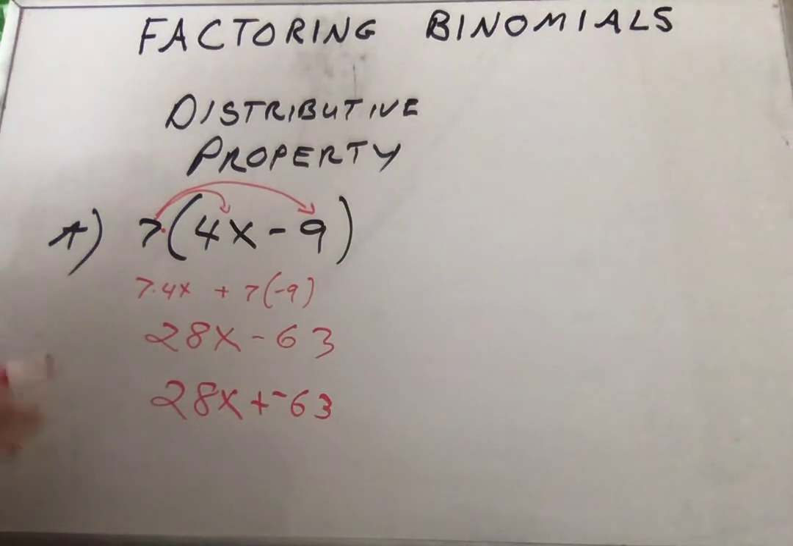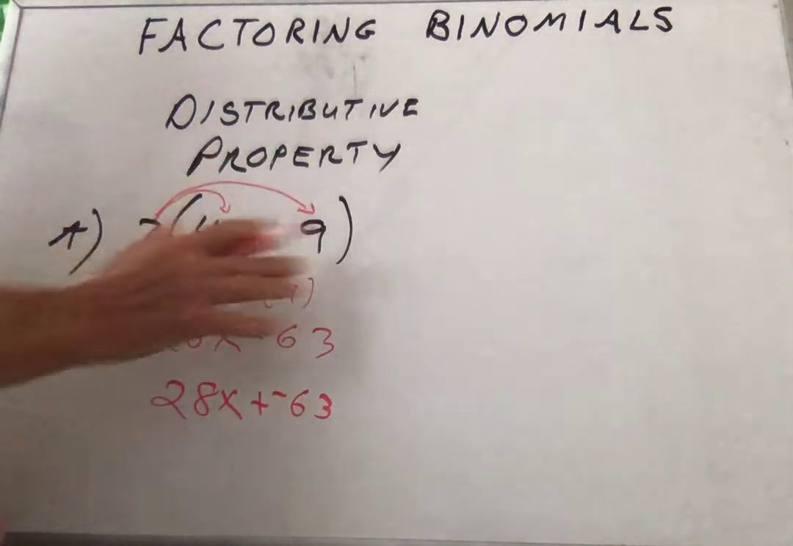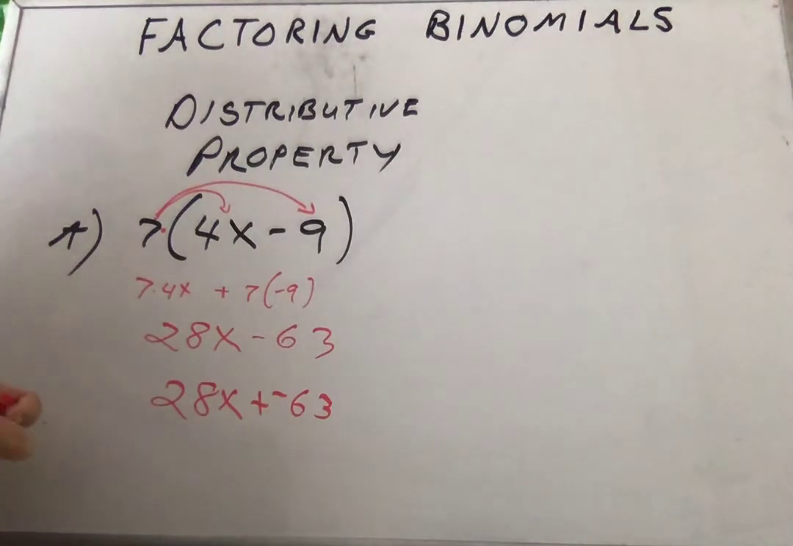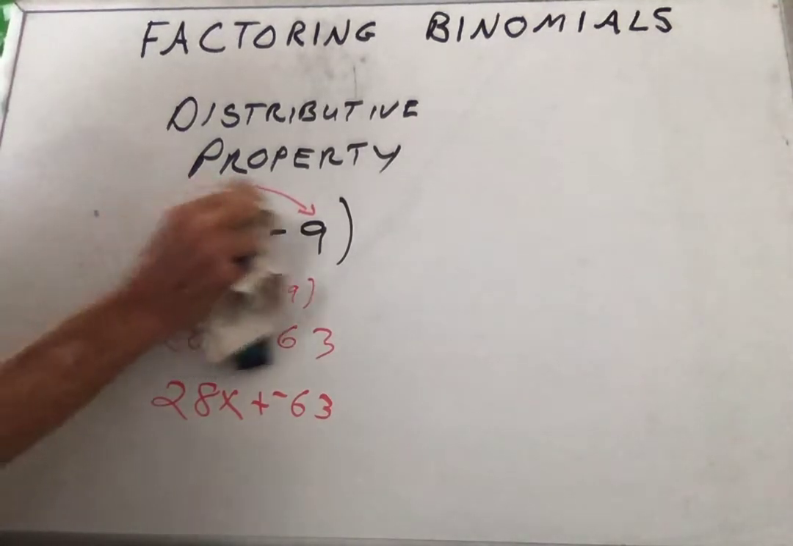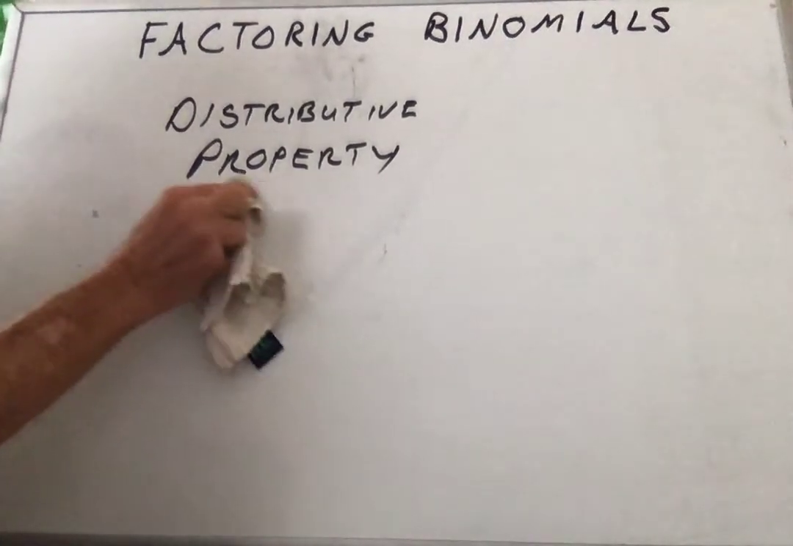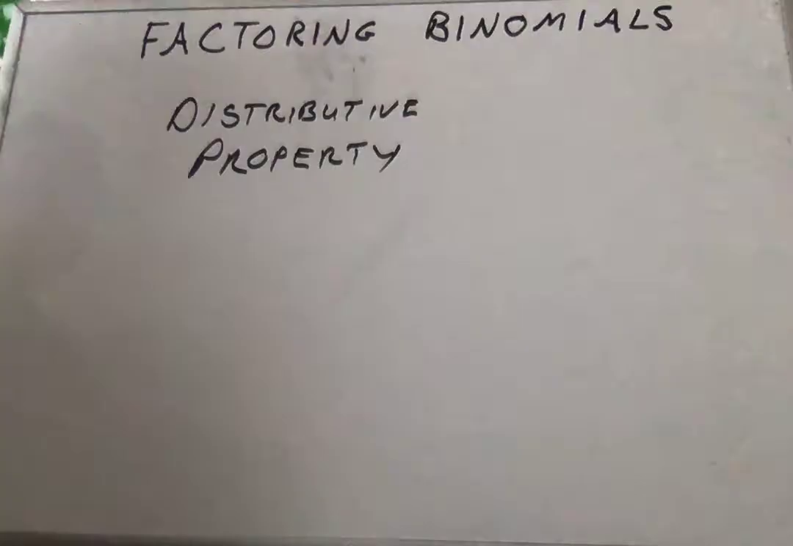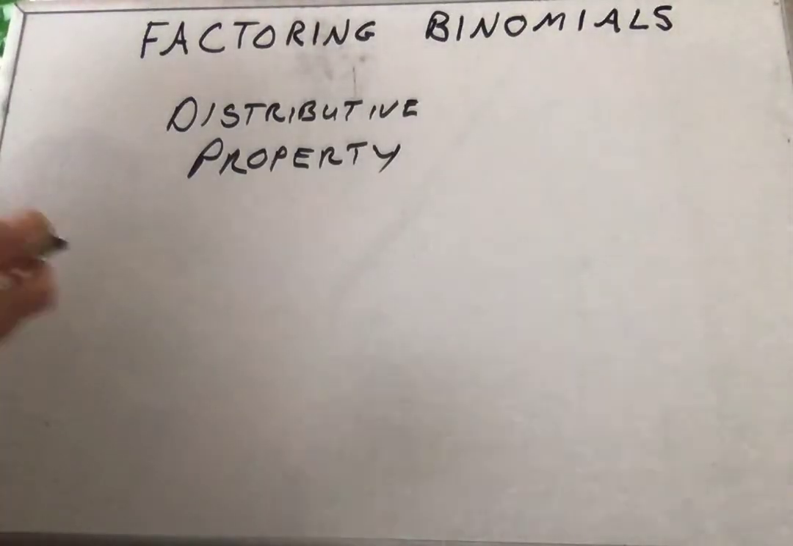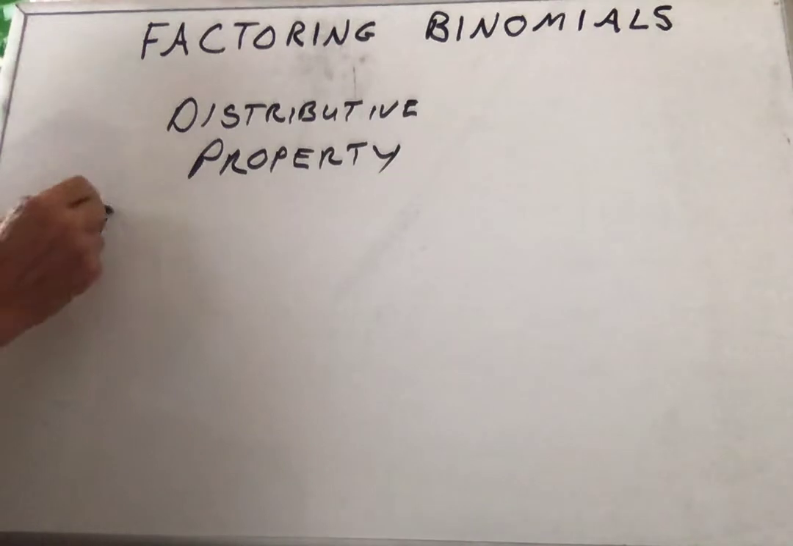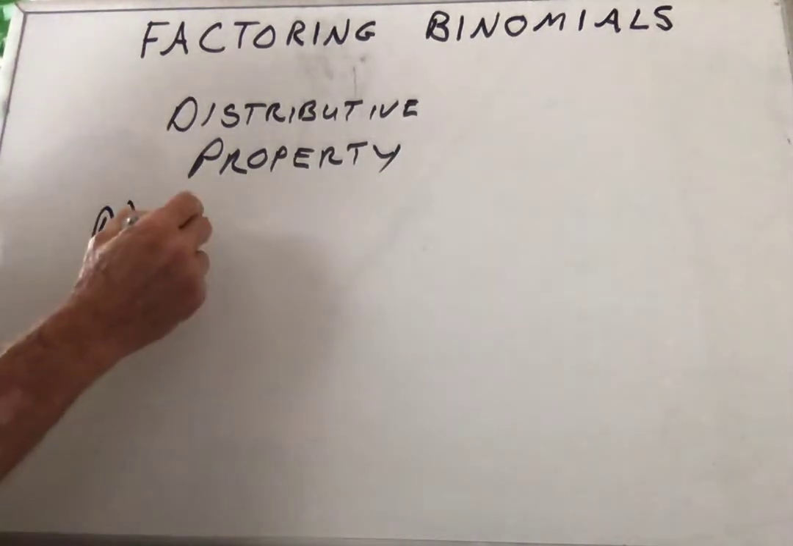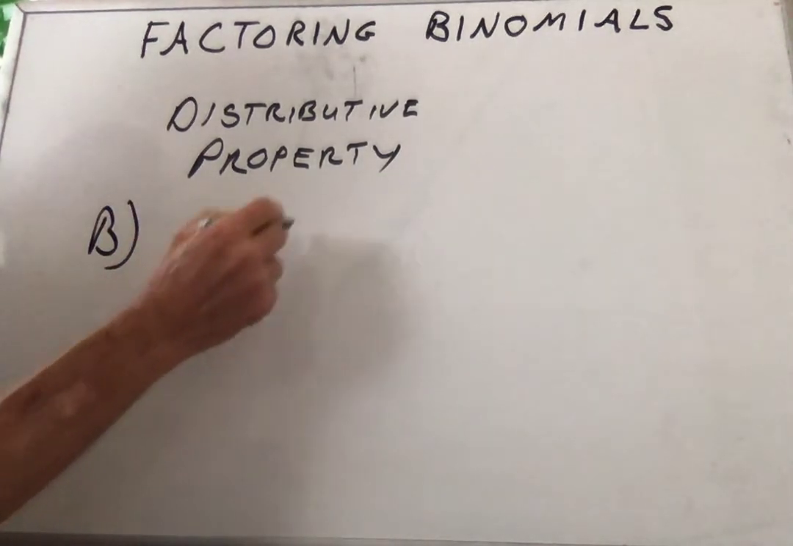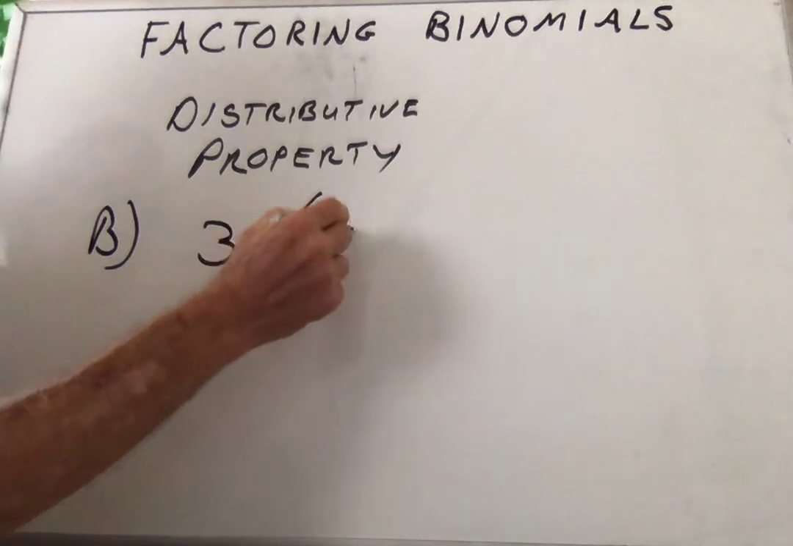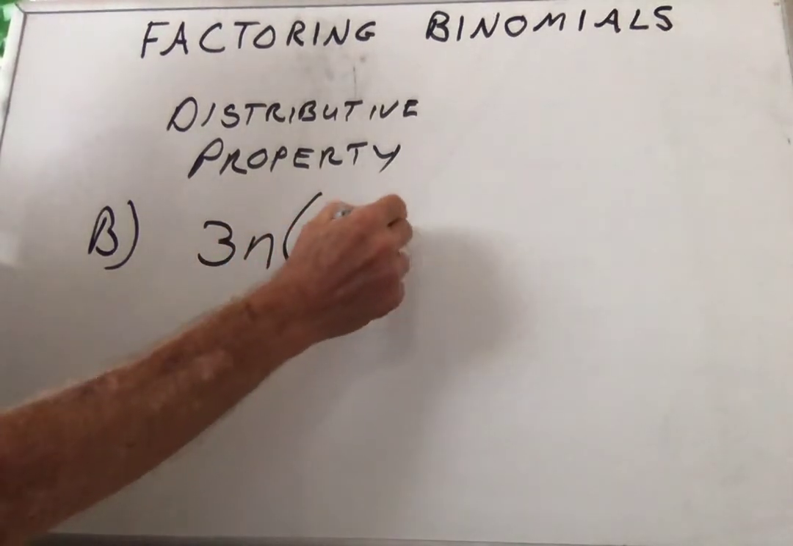Okay, so I'm going to do another one. I'm just going to erase this so I can work right here. So that's about as basic as the distributive property gets. And again, it gets trickier with the negatives. You got to be careful, but let's do one more. This is an important one for what we do today. Okay, so I'm going to use a different variable, 3n times 8n plus 5.